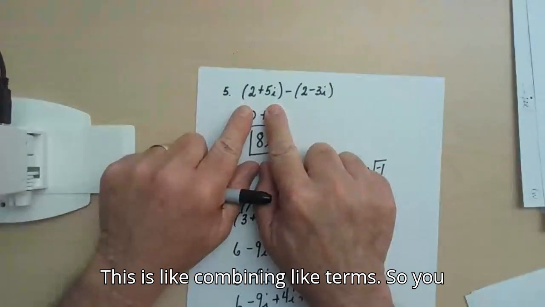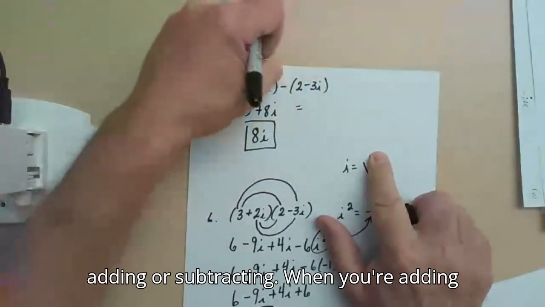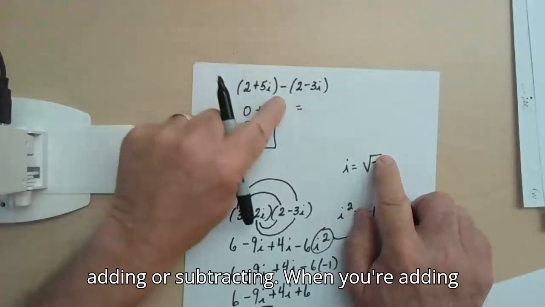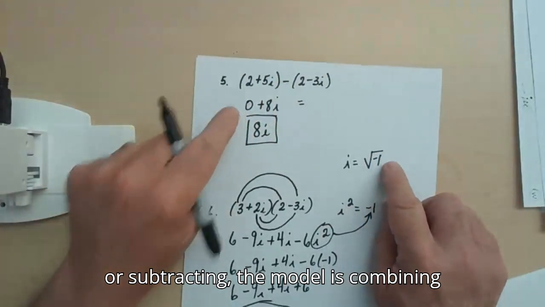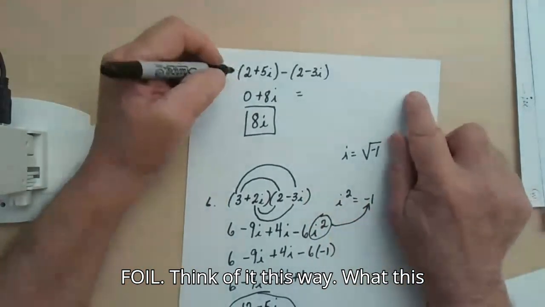Oh, so you have to just combine like terms. Yeah, here's what you're really doing. When you're adding or subtracting, the model is combining like terms. When you're multiplying, it's FOIL. Think of it this way.